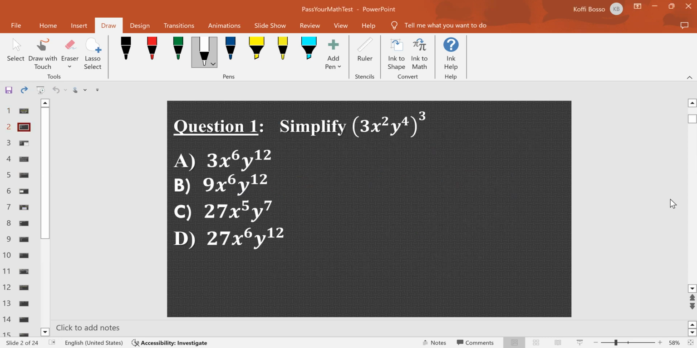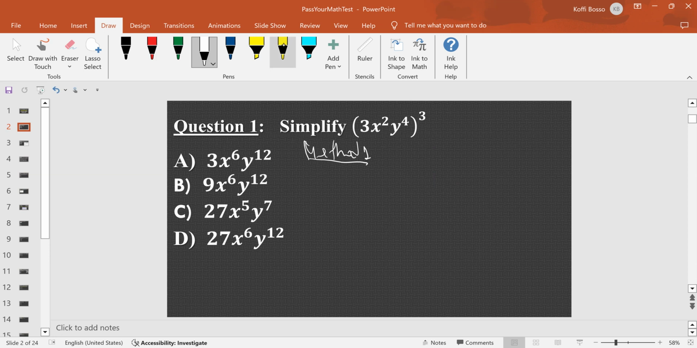Question number 1. Simplify (3x squared y to the 4th power), everything raised to the 3rd power. When you have a question like this, you are free to use any kind of method. So let's use two different methods. Method 1. I'm going to use the exponential method.